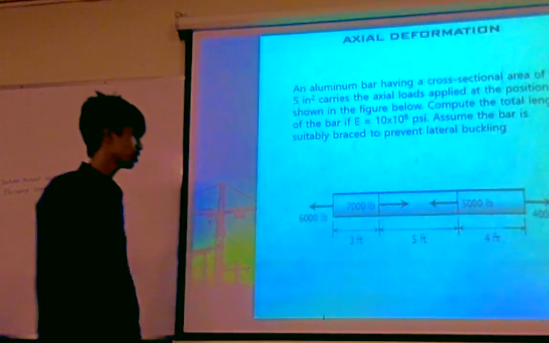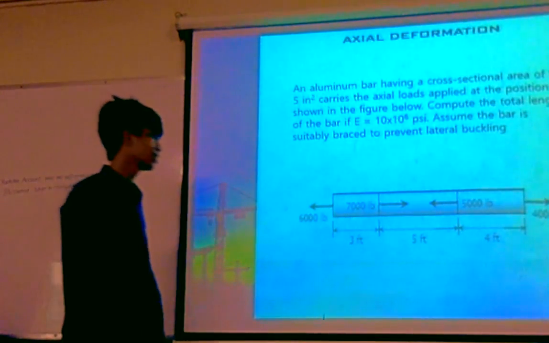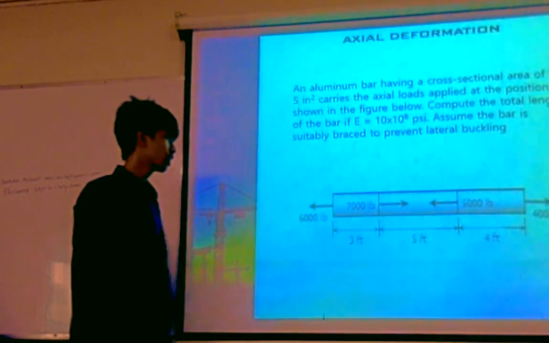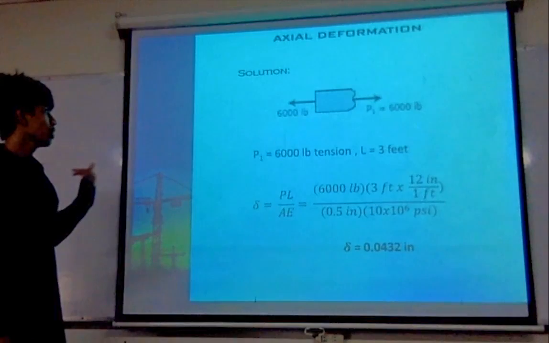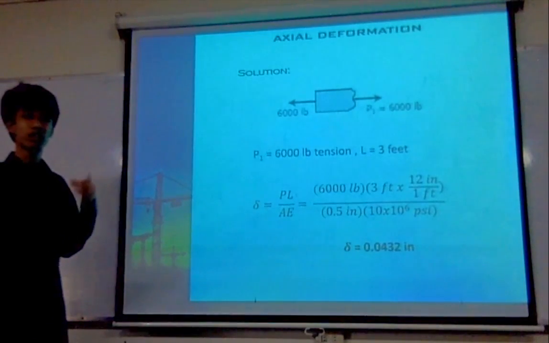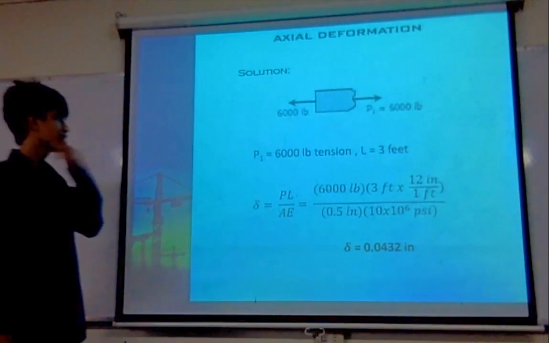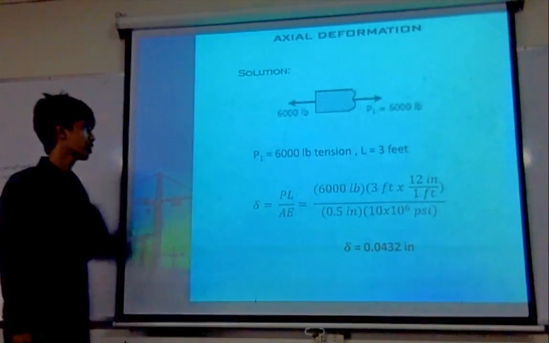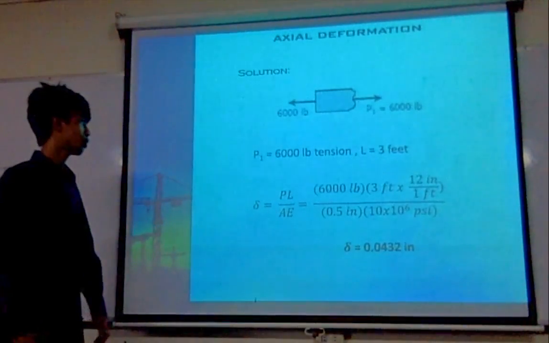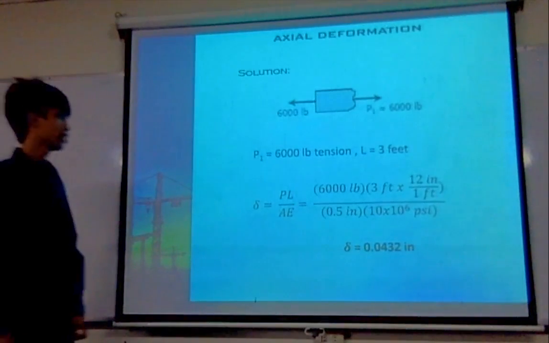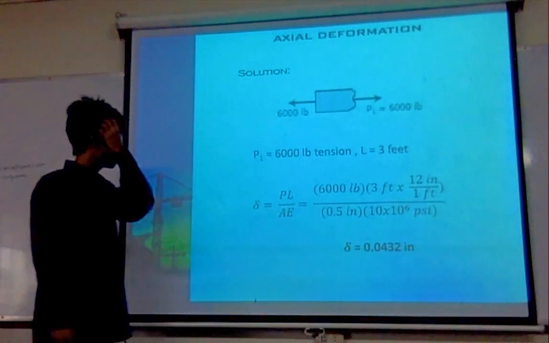So we can see that the rigid bar is already balanced. It's the force on the right and the force on the left. We can see that it only has a 6,000 pound force to the left. So we can say that a 6,000 pound force to the right is needed for it to be balanced. Thus, the force is 6,000 pounds in extension, and the length is 3 feet.